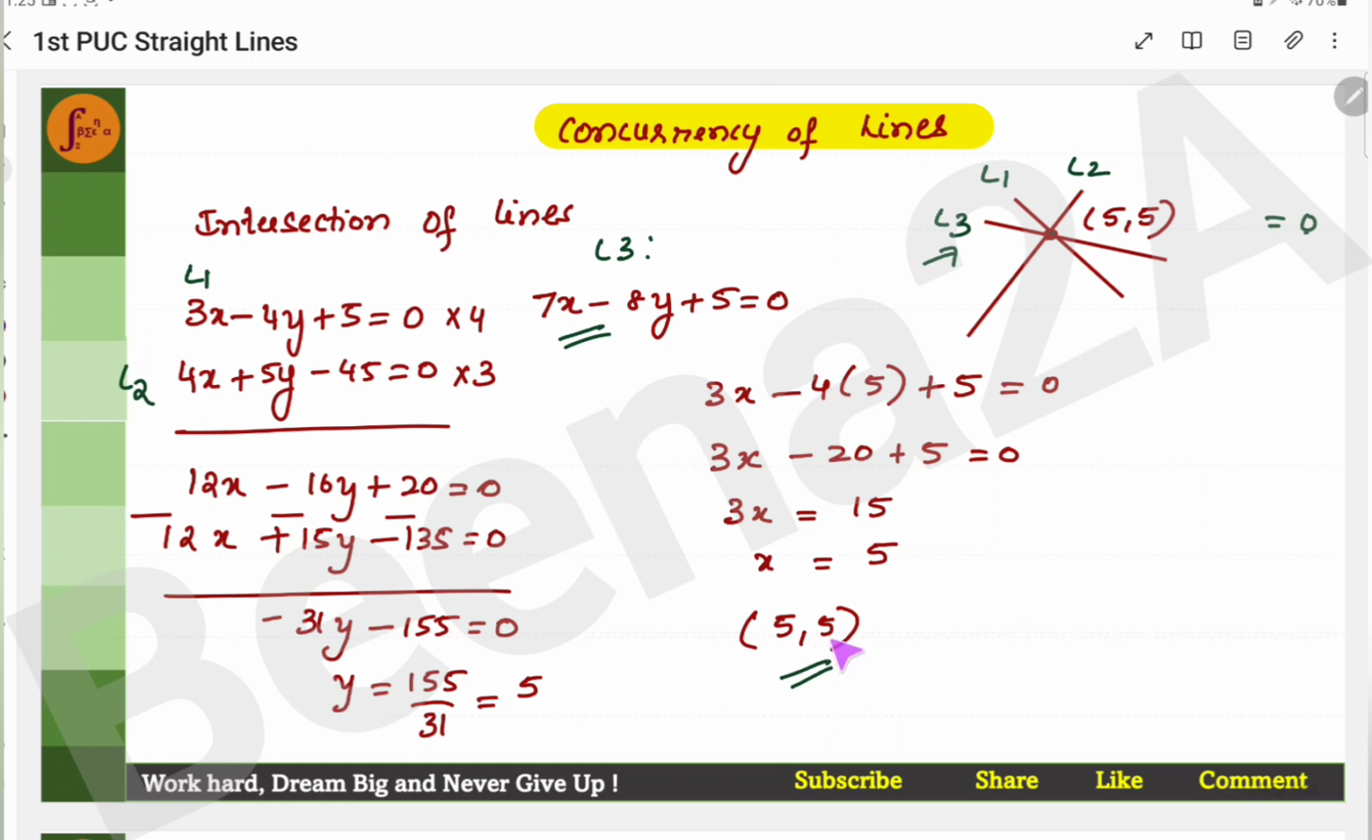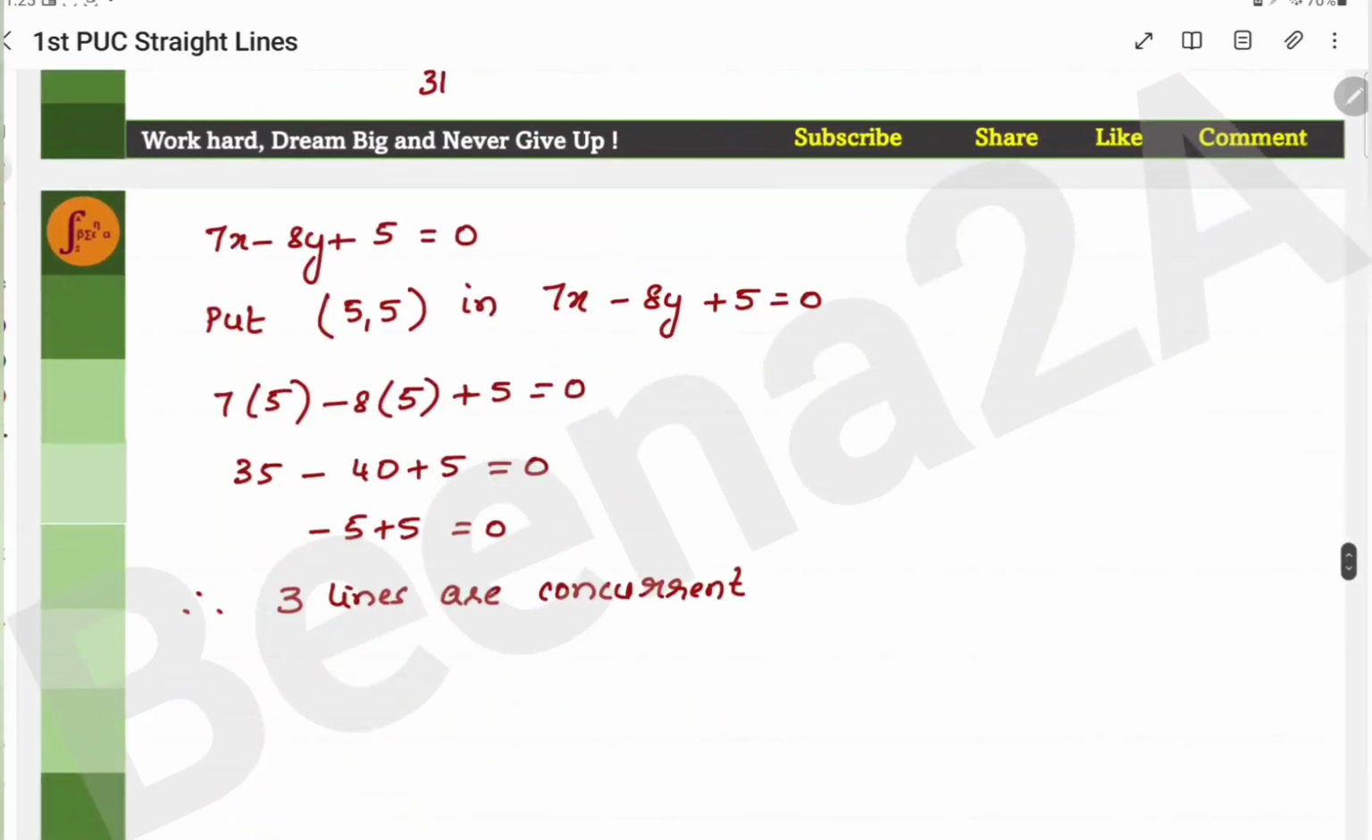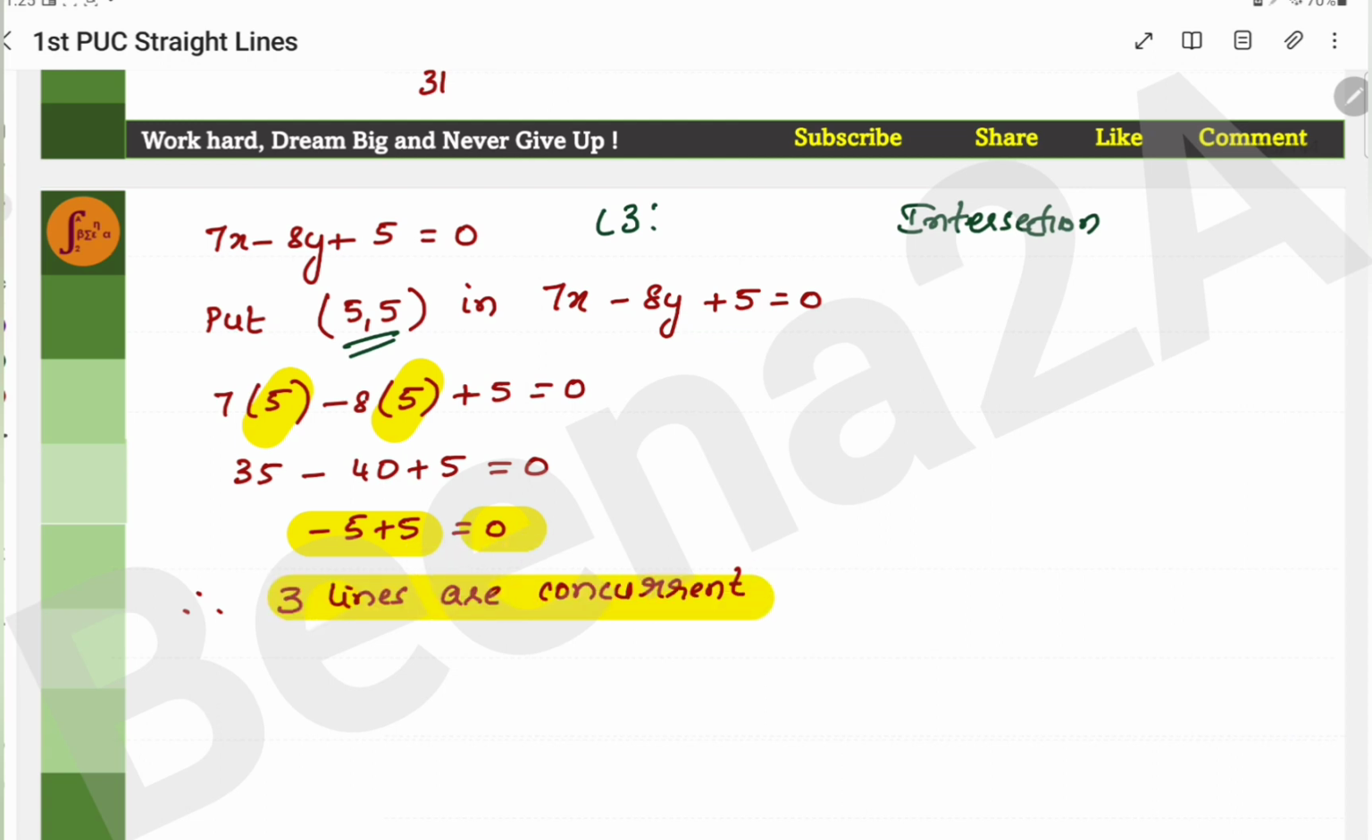So what I do is, this value 5 comma 5 that I've got as the point of intersection, I substitute in this third line. So this is my third line, L3. So I substitute the point of intersection, right? So 7 into 5, 8 into 5 plus 5. Now you notice, finally it will become 0, right? So since the value is equal to 0, you can say all three lines are concurrent.